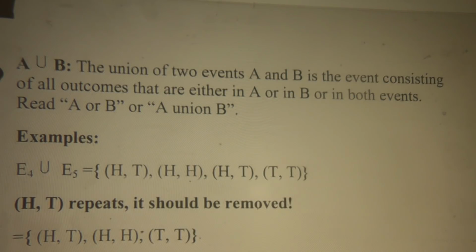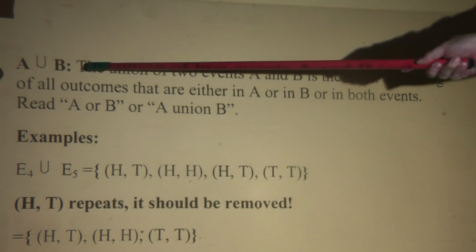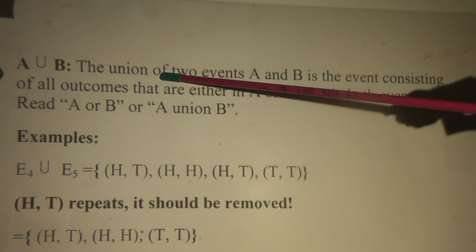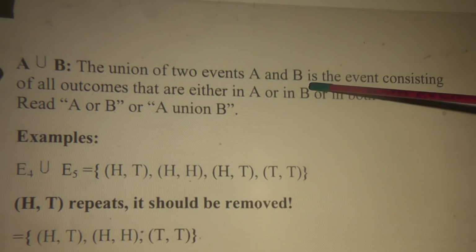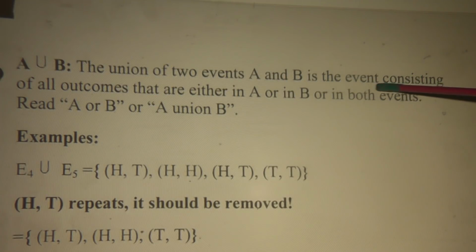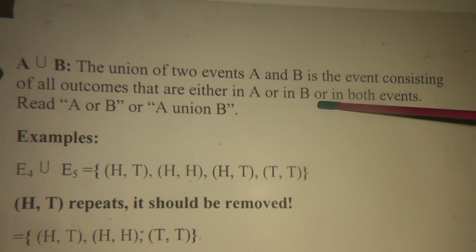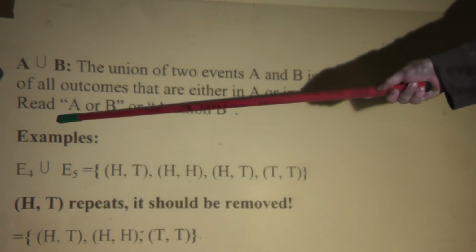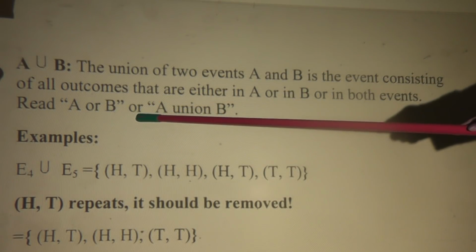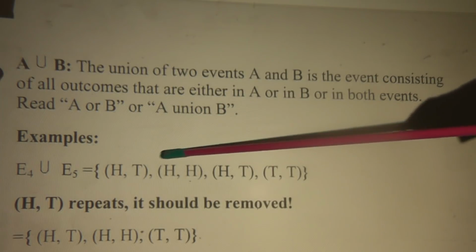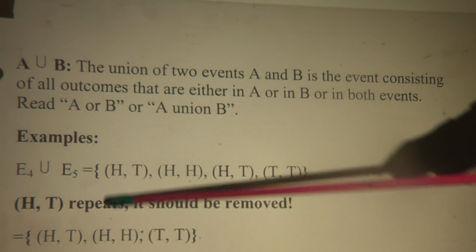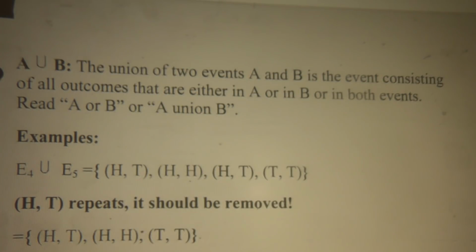Next one. A or B, or some textbooks call this A union B. A or B is the union of two events A and B. It is an event consisting of all outcomes that are either in A or in B or in both. We read it as A or B, or A union B. For example, E4 or E5.